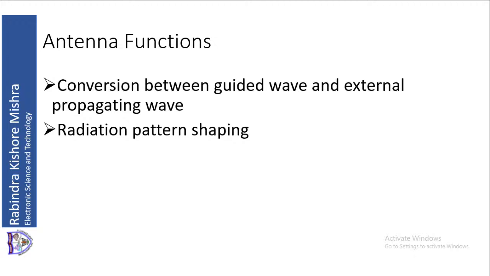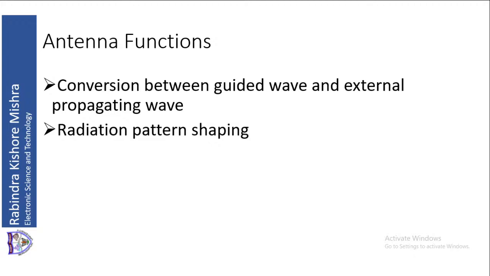Then the second function is radiation pattern shaping. What does that mean? The radiation will occur in a particular pattern in the free space. It will not go everywhere. When you design the antenna, the radiation will not be in all possible directions. You may be interested in radiating the energy or the power in a particular direction.